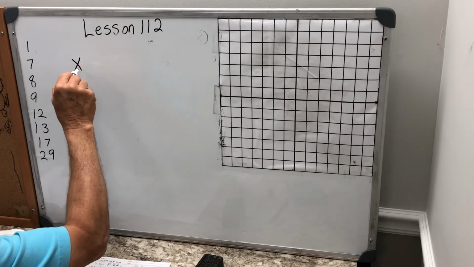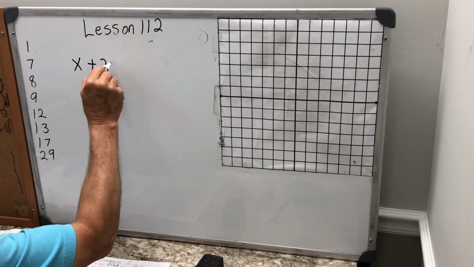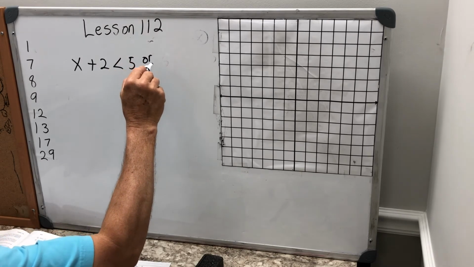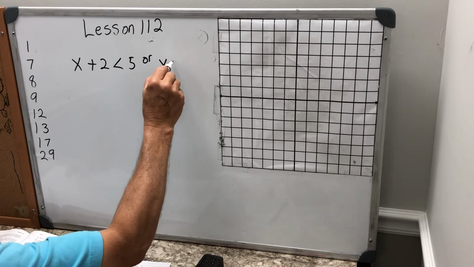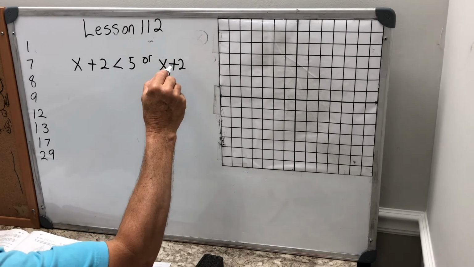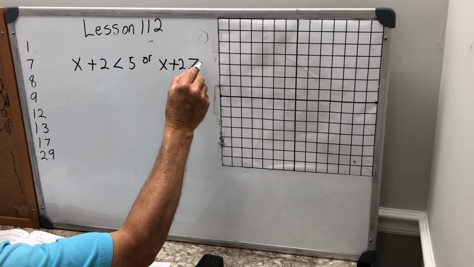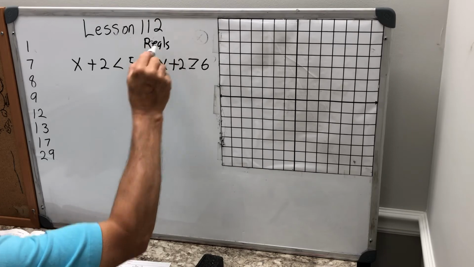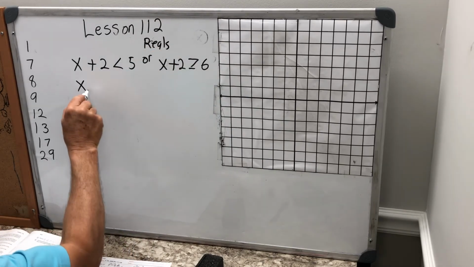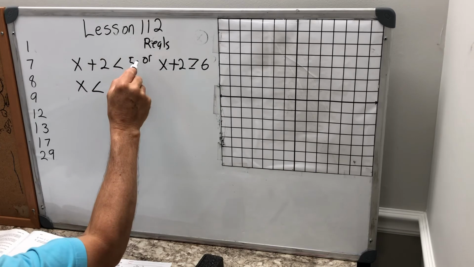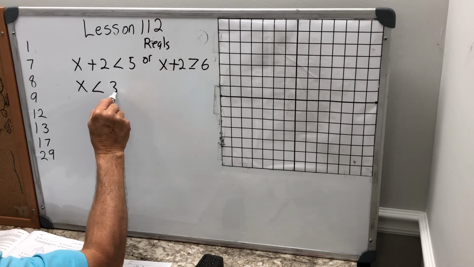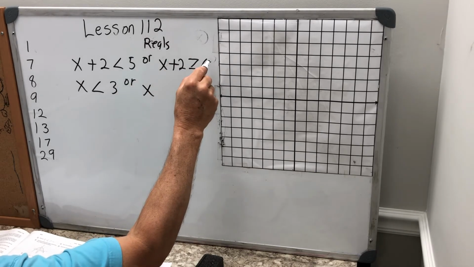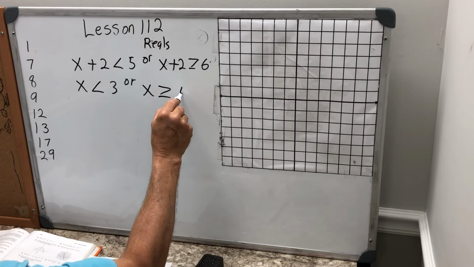Number 13. Number 13 is a disjunction, and we have the original, x plus 2 less than 5, or, that's a disjunction, so we simply have x plus 2 greater than or equal to 6. And the domain is reals. Okay, we have to get x on this side, so move the positive 2 over here, it becomes a negative 2, 5 and a negative 2 is a 3, or x, again, move this positive 2 over to the other side, negative 2, so it is a 4.